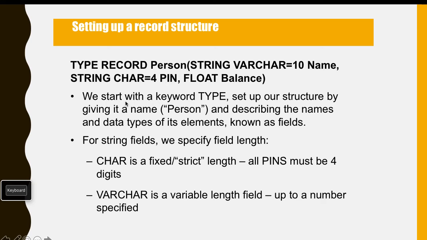Anyway, let's go through and have a little bit more of a discussion about it. So we said we start with the keyword type, then we set up our structure, and the name of this particular record that we're declaring is person, and we're then supplying it with different fields. And we're saying here that for string fields, we specify the field length.